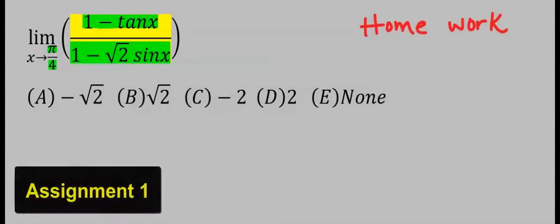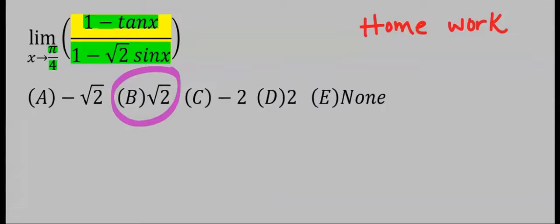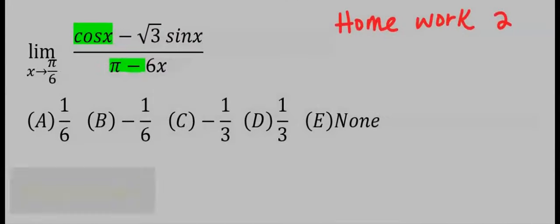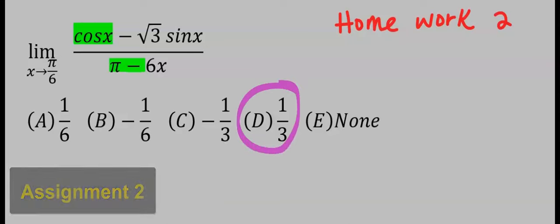Next, complete this question. And if you solve correctly, you are going to get B. Next, complete this question. If you solve correctly, you are going to get D.